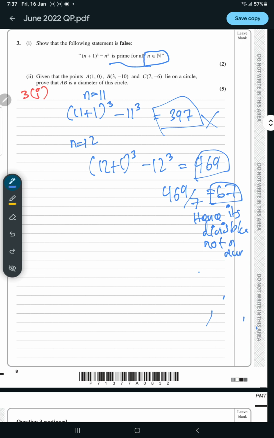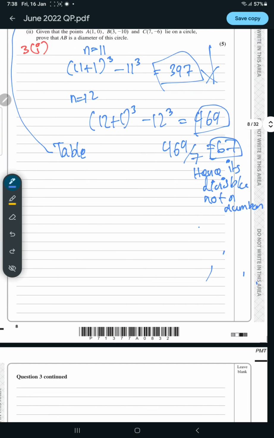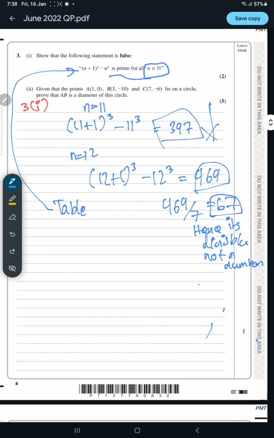It will take a few goes. I would advise you to go to the calculator, go to table, and put this as f of x, put in some values, and find out if it's prime or not, because if you just substitute in by hand, that's going to take unnecessary time in the paper. All right, so this is our counterexample done. Okay, so next question over here.